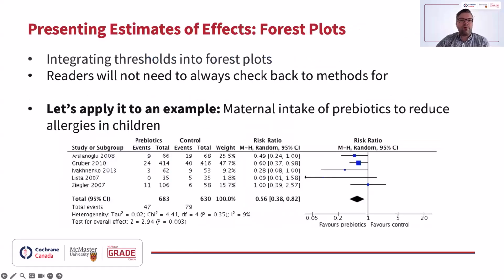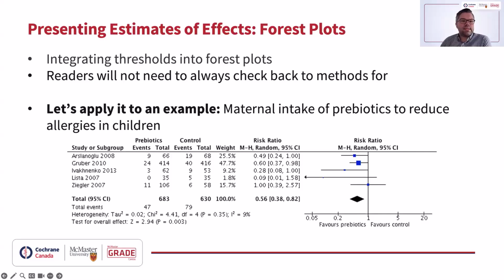Another example of how we can present the estimates of effects and apply the decision thresholds is in forest plots. So here, integrating the thresholds into our forest plots would allow us to present the information graphically and also ensure that the readers will not always need to check back to the methods for what the decision thresholds we set for our certainty rating in the systematic review.